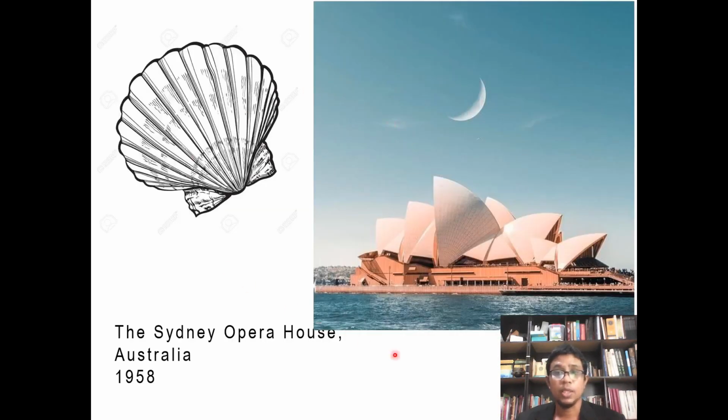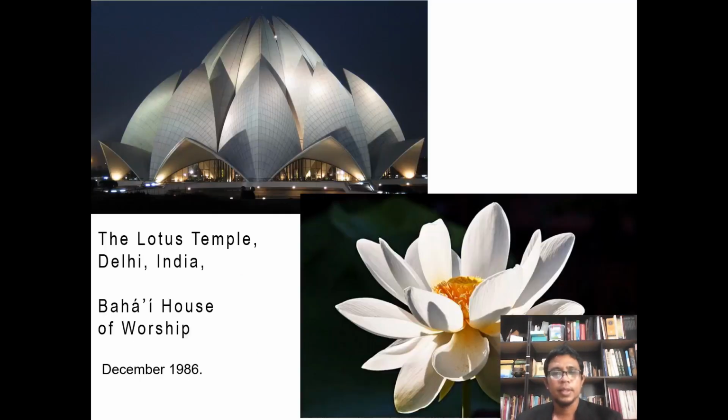Okay, this one, the Sydney Opera House that was built in 1958, inspired from the seashell, right? Okay, the Lotus Temple in New Delhi, India, the Baha'i House of Worship that was built in 1986, inspired by the lotus flower. This is one example of a building that is inspired from the lotus flower.